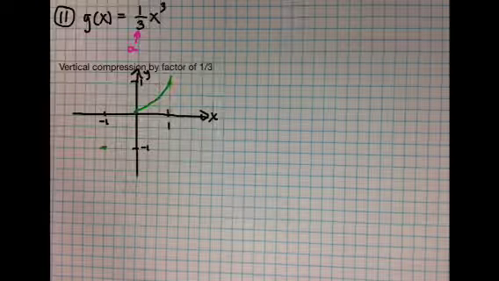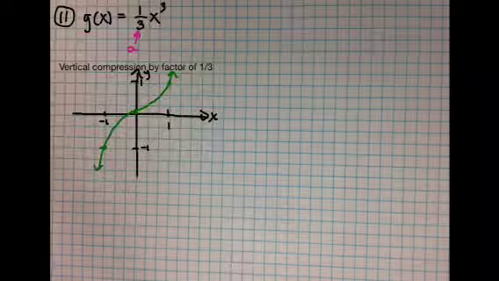Alright, and then we're supposed to graph both functions, so I forgot to put the parent function, so let me put it in right now. The parent function has these points as reference points, so it curves up and then curves down like that. So the green function is the parent function, f of x equals x cubed.